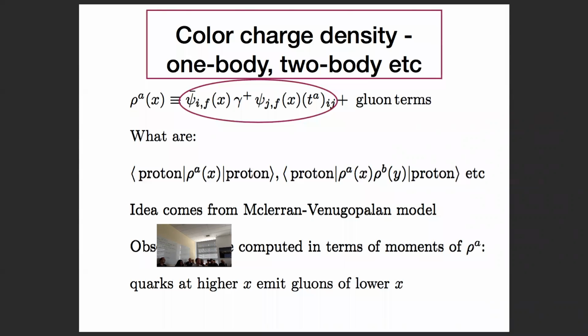You're not only interested in objects that are diagonal in color space. So you allow different colors to quarks. Yeah, in this case, sure. This T^A is the usual lambda Gell-Mann matrices divided by 2. So you have diagonal and off-diagonal matrix elements.